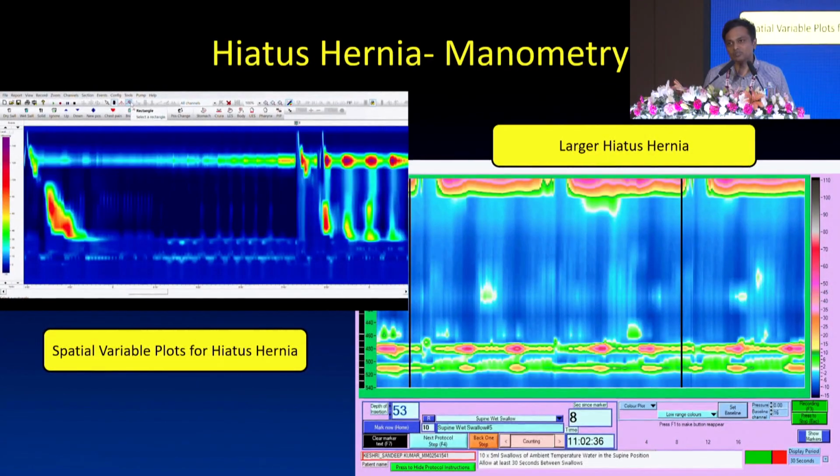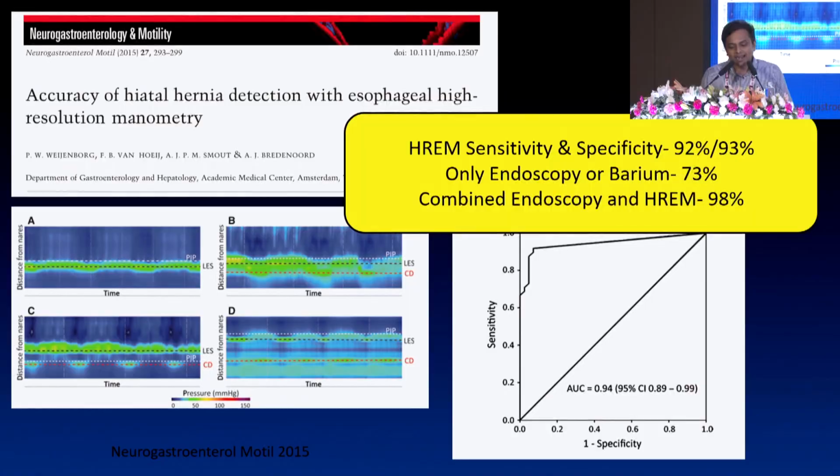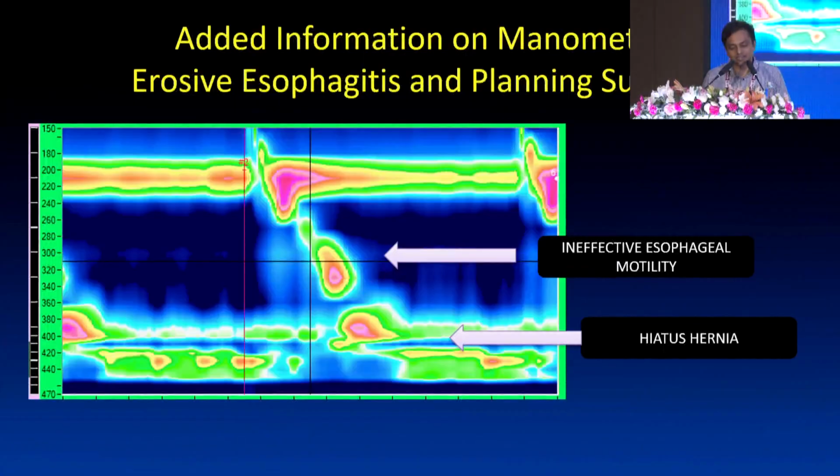And this is one of the places where we very infrequently use a manometry. I think it's very, very useful to accurately characterize the hiatus. And not just that, the sensitivity and specificity of a high resolution manometry has been proven to be much better than using an endoscopy alone when you have to accurately classify a hiatus.